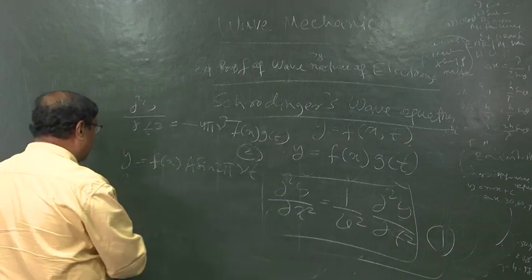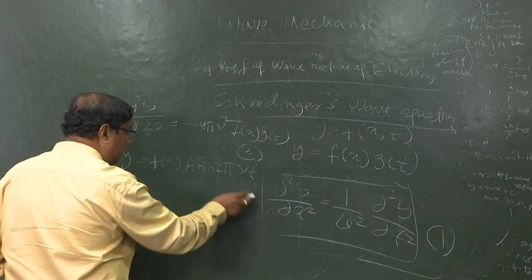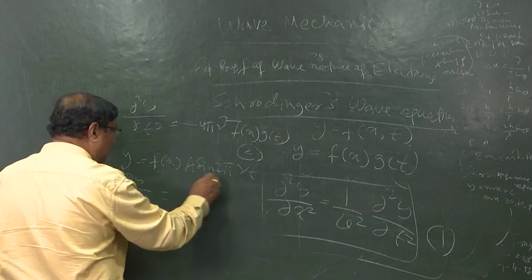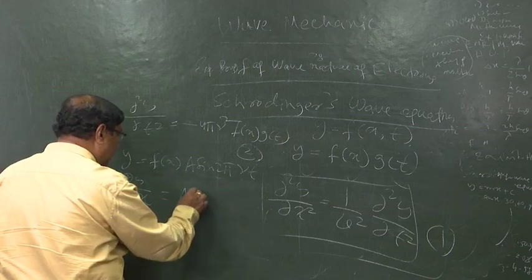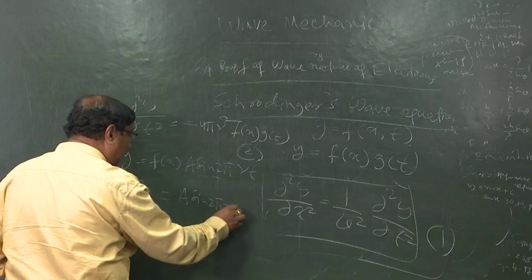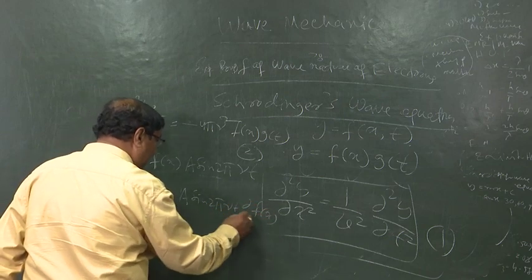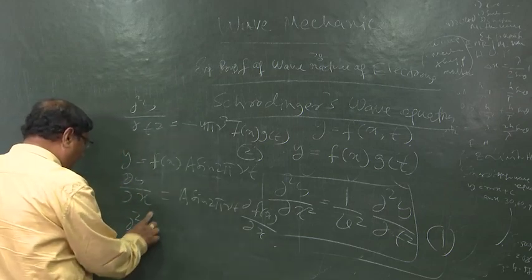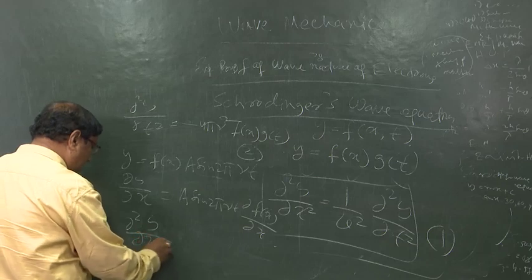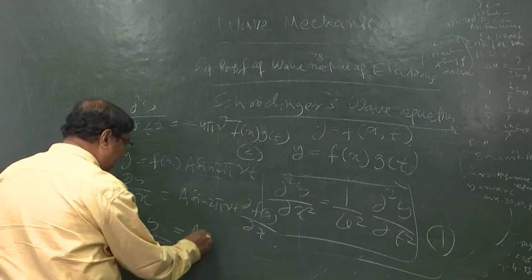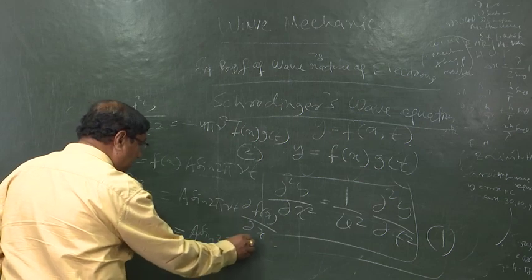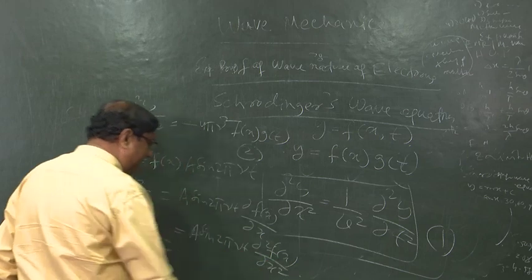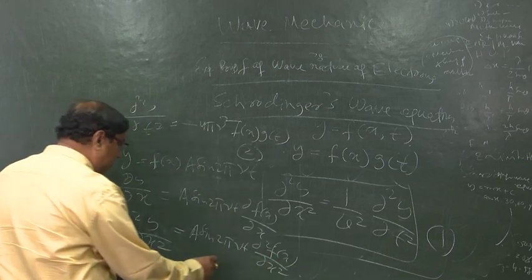Now differentiate the equation y = f(x) a sin t with respect to x. So dy/dx: this part will vary but this is constant. So it will be a sin 2πμt times df(x)/dx. Again differentiate with respect to x. So d²y/dx² is equal to a sin 2πμt d²f(x)/dx². Let this be equation 3.